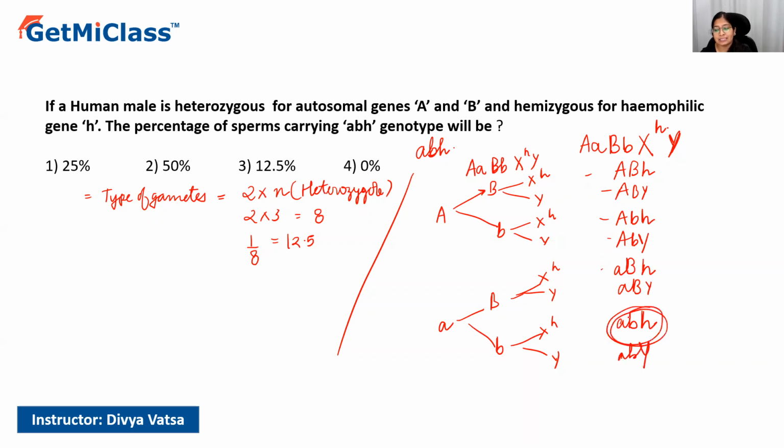They have asked us what will be the percentage of sperm. So here, what is the percentage? This is the 1/8 portion. So 1/8 is equal to 12.5. So 12.5 will be the correct answer for this one.